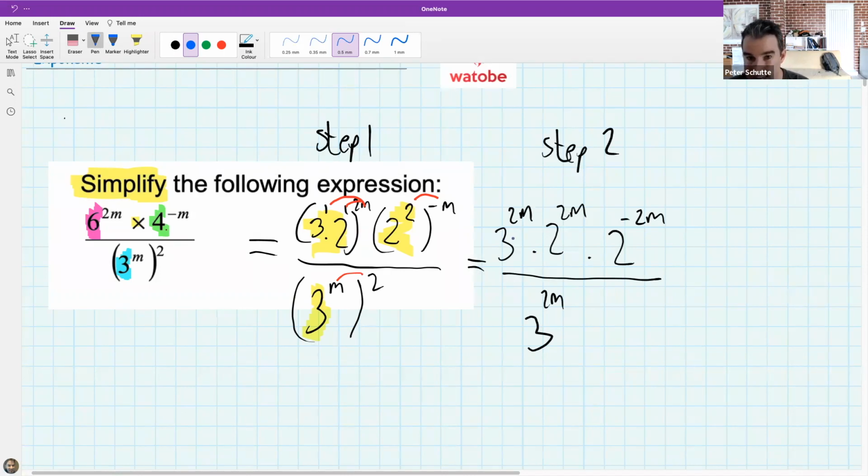The one is to say anything over itself is 1, and just cancel them out. Or I can bring this 3 to the 2m to the top, and it's going to become 3 to the minus 2m. That's probably the way that most of you would do it. So that's like that. And then we've got bases that are 3 and bases that are 2. All I'm going to do is, the base is the same, so I'm going to add the powers. So minus 2m plus 2m. And then for the 2, it's going to be 2m minus 2m.